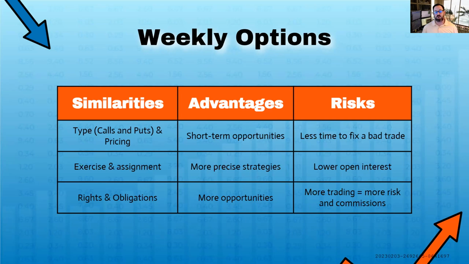I mean, think about it. In 1 week, you've got 5 different options to choose from. So not everybody's trading the same thing. So the open interest might be slightly lower. That means it could be a little more difficult getting in and out of positions, but not really. It depends on what you're trading. And obviously, if you trade more, you run the risk of making more mistakes, but you also have to pay more commissions.